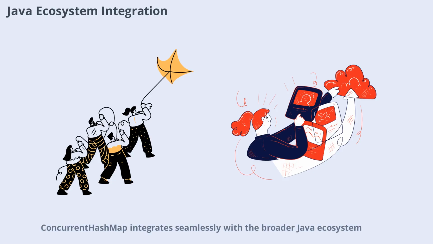ConcurrentHashMap integrates seamlessly with the broader Java ecosystem. It's used in frameworks like Spring and is a building block for many open-source libraries. Its reliability and performance make it a trusted component in enterprise-grade applications.